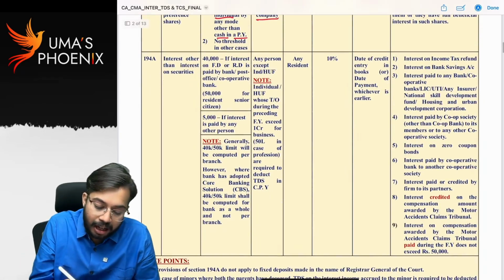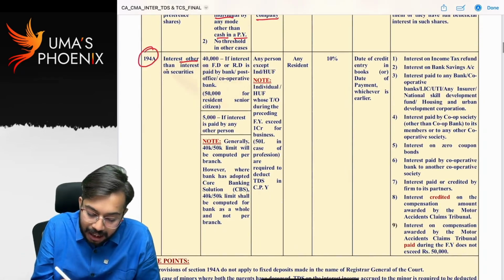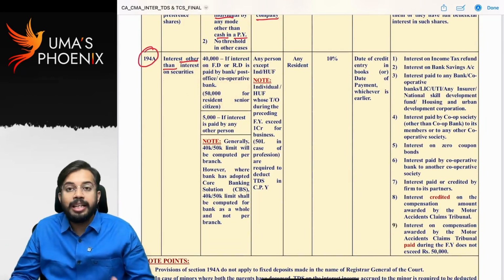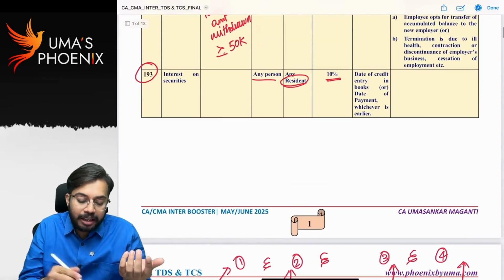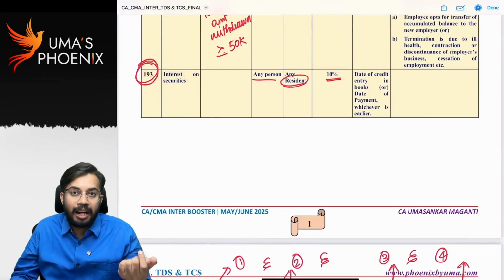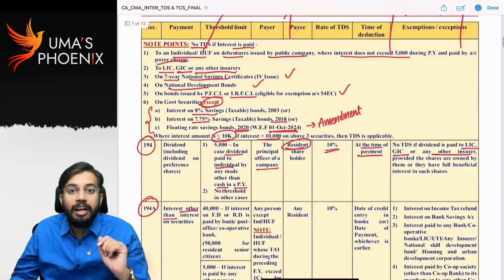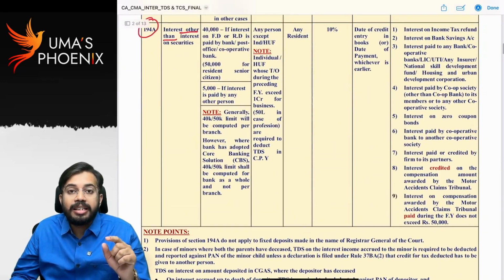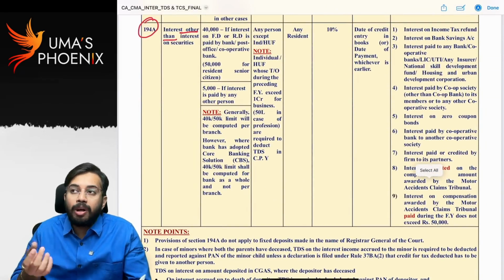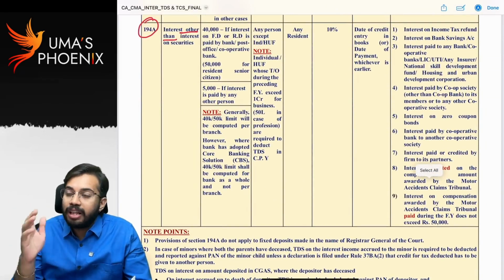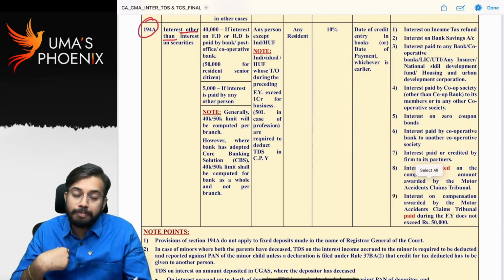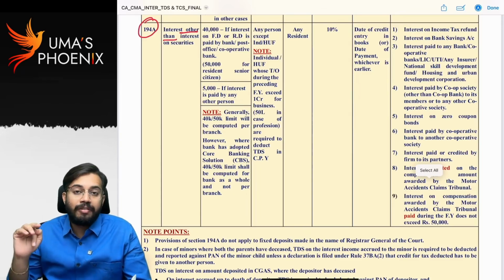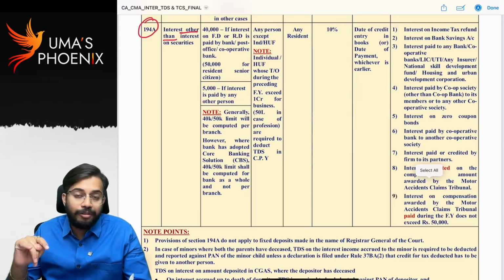Next. Section 194A, interest other than interest on securities. On securities, bonds, debentures, if any interest is paid, section 193 gets attracted. Other than on securities, if any interest is paid, then TDS is required to be deducted under section 194A. Let's say I deposited 2 lakhs in a fixed deposit. Is a fixed deposit a security? No, right? So on fixed deposit, if any interest is paid to me, TDS is required to be deducted on such interest under section 194A.